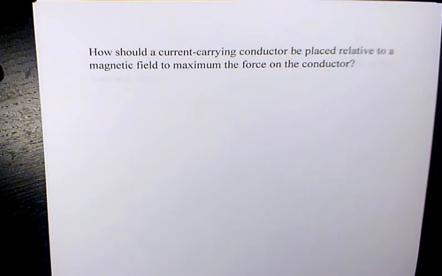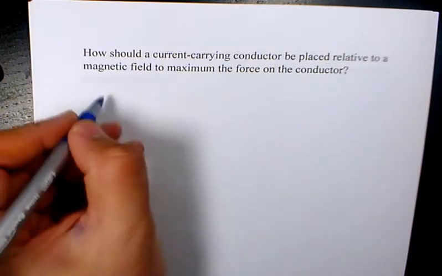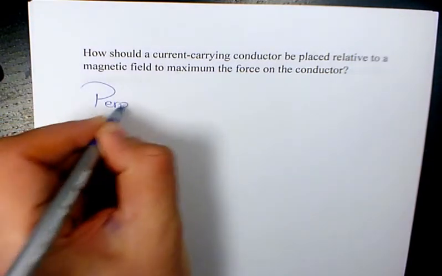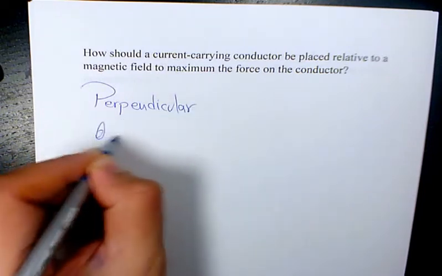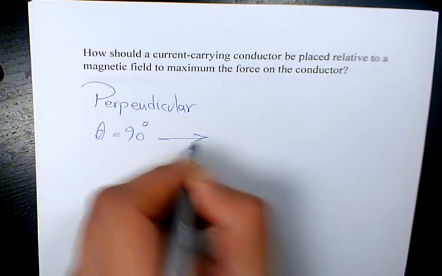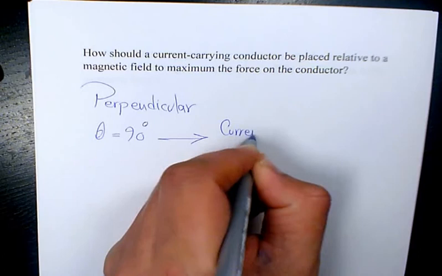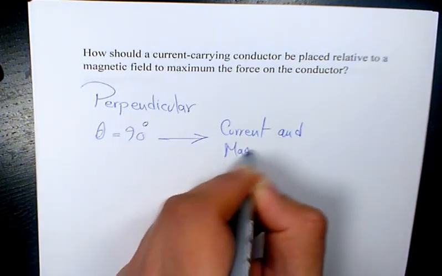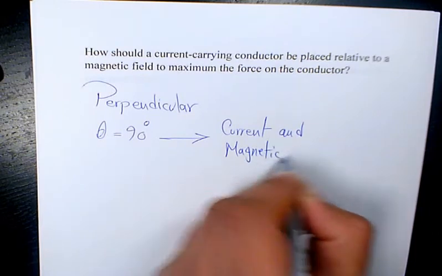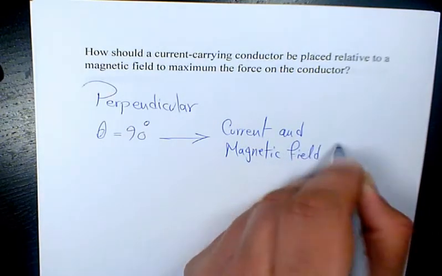Next example. How should a current carrying conductor be placed relative to the magnetic field to maximize the force on the conductor? It means that they must be perpendicular, theta 90, between the current direction and magnetic field direction.